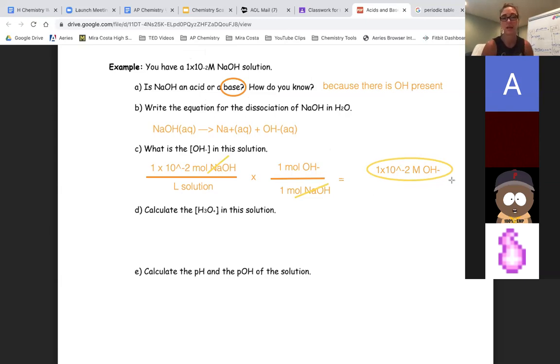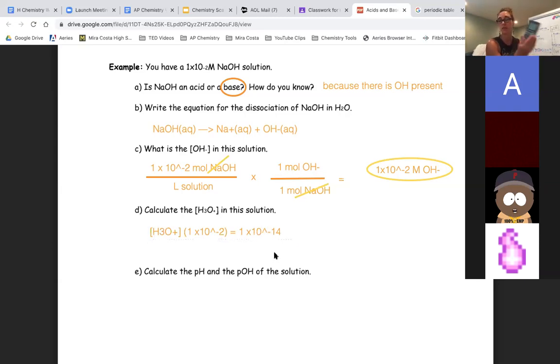All right, next it says calculate the hydronium ion concentration. Well, if I have hydroxide ion concentration, can you just use my little map to figure out hydronium ion concentration? So I know that the hydronium ion concentration, H3O plus, times the hydroxide ion concentration, which I just solved for, 1 times 10 to the negative 2, equals 1 times 10 to the negative 14th.